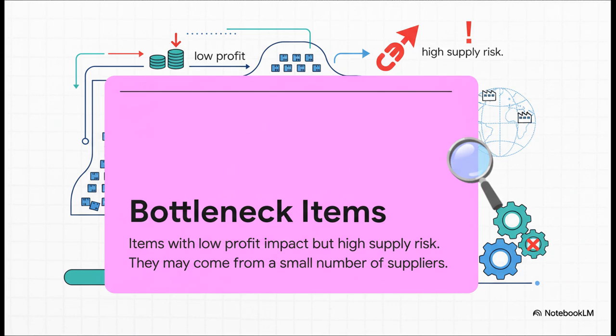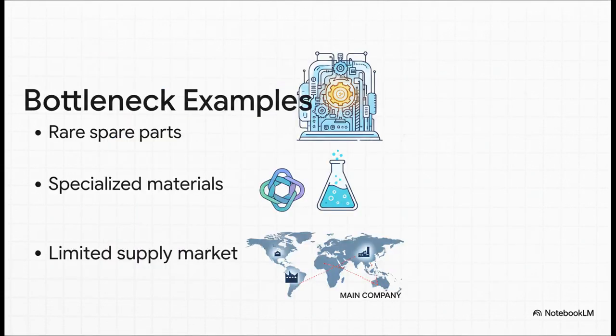These have a low profit impact, but a high supply risk. Now, this is a dangerous combination. It creates a bottleneck because even though the item might not cost a lot, if you can't get it, your whole operation could grind to a halt. Scary stuff. What kind of things are we talking about? Well, imagine a really specific, rare spare part for a crucial piece of equipment, or maybe a specialized material that only one or two companies in the world can make. The supply market is just tiny, and that makes you really, really vulnerable.